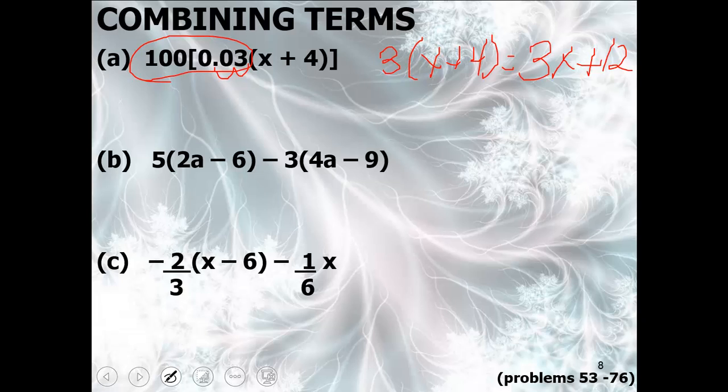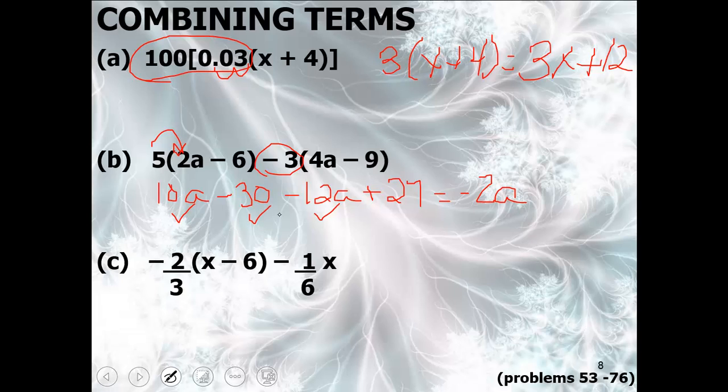All right, welcome back. On B, I'm going to distribute, and I get 10a minus 30 minus 12a plus 27. Do you see how this negative flips these signs in here? Now I'm going to combine like things. I have 10 positives and 12 negatives. So that leaves me negative 2a. Then I have 30 negatives and 27 positives. So that gives me negative 3.